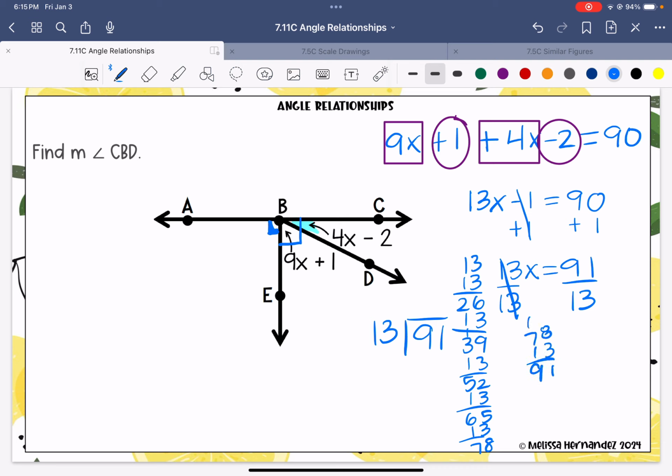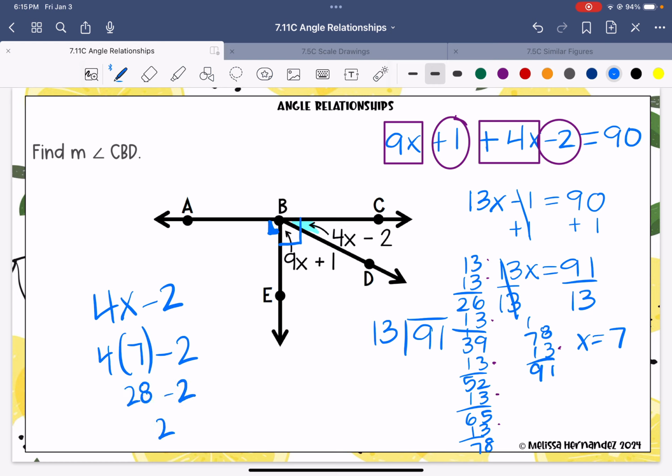And it went in perfectly, 91. So now we want to see how many 13s did I have. 1, 2, 3, 4, 5, 6, 7. So that means x is equal to 7. That is not my answer because it didn't tell me to solve for x. I just need that for my expression. My expression is 4x minus 2, so I'll substitute 7 for x. And now 4 groups of 7 is 28. Take 2 away, and your measurement is 26 degrees.